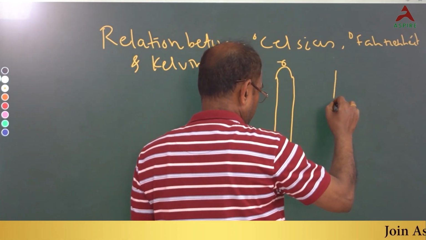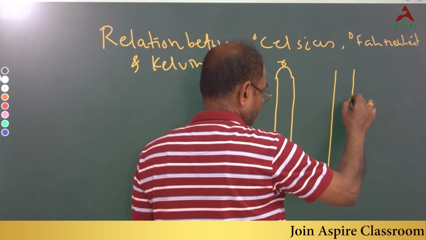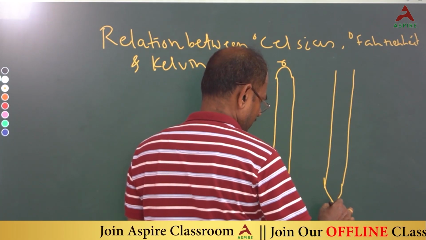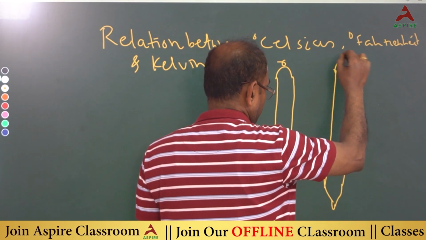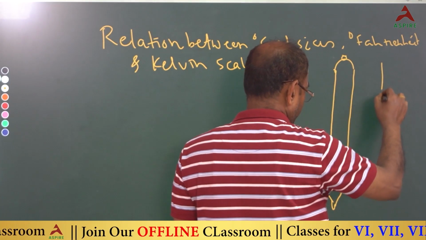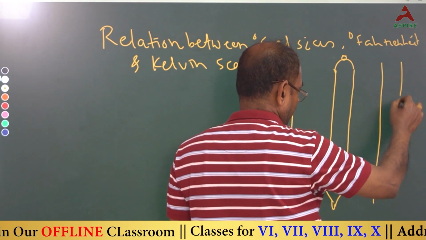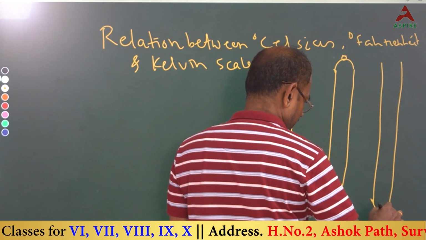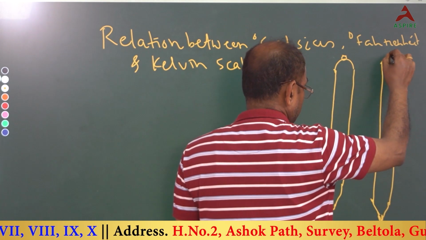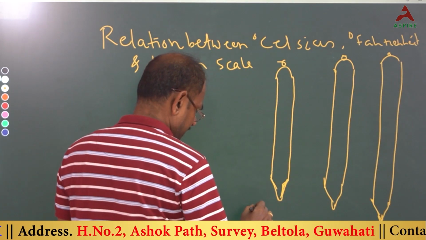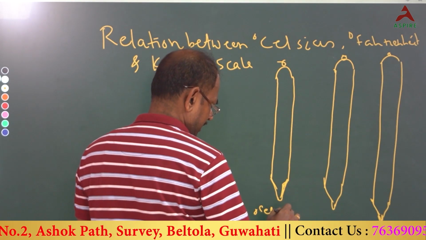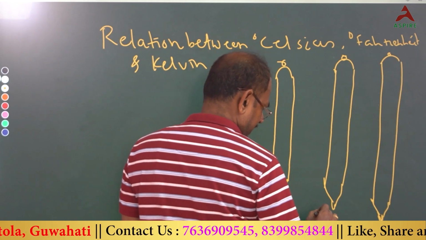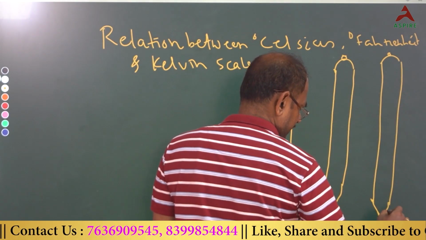And this is one thermometer for the Fahrenheit scale. So this is the thermometer for the Fahrenheit scale. And this is one thermometer for the Kelvin scale. So this is the Kelvin scale. This is degree Celsius scale, this is Fahrenheit scale, and this is Kelvin scale.